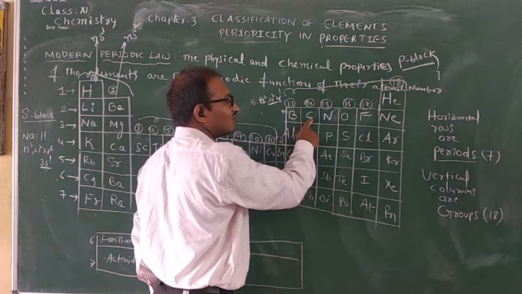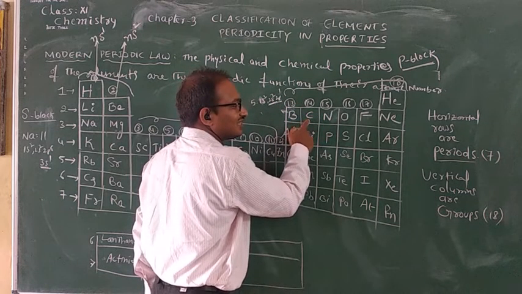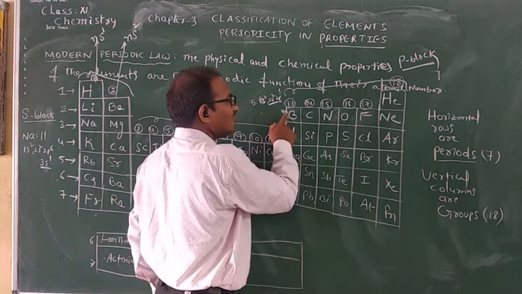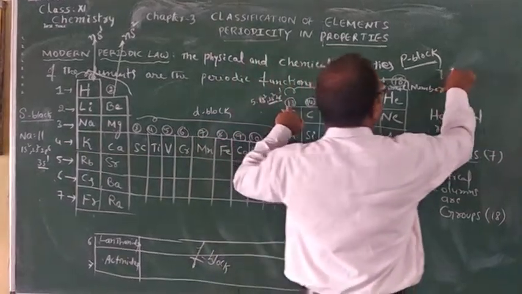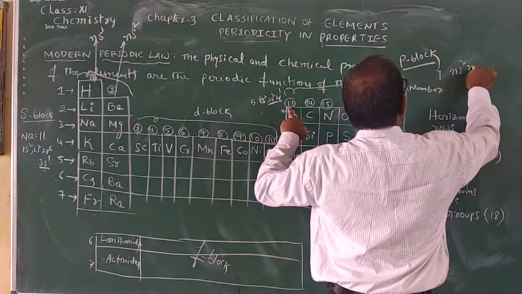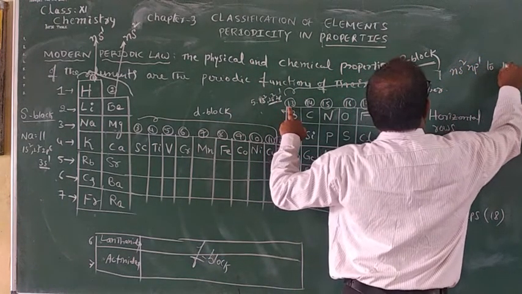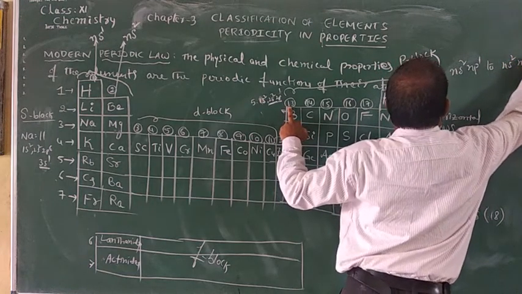14th group or fourth group. If you write the electronic configuration, you will come to know exactly. So in this, the electronic configuration is always ns2 np1, up to ns2 np6.